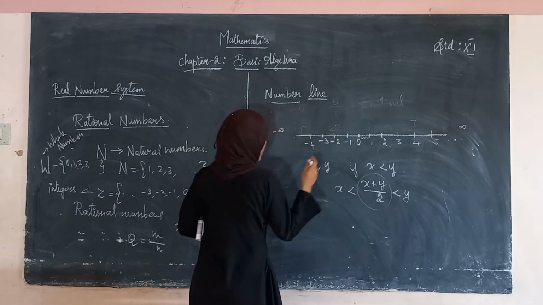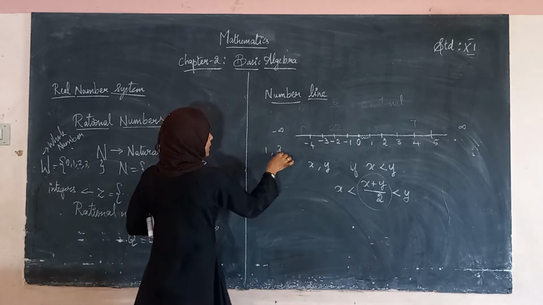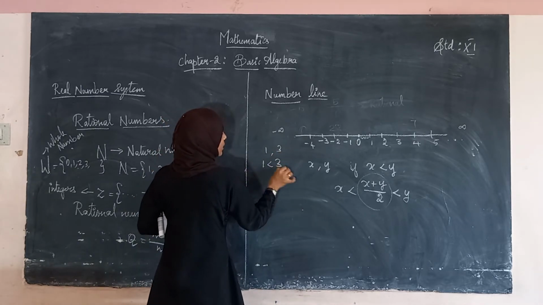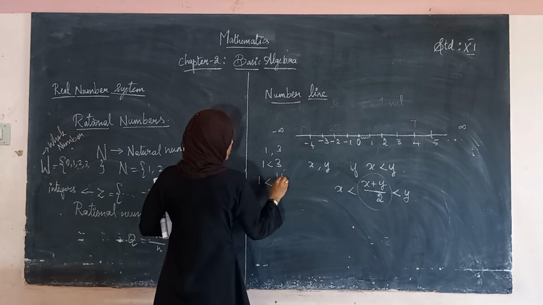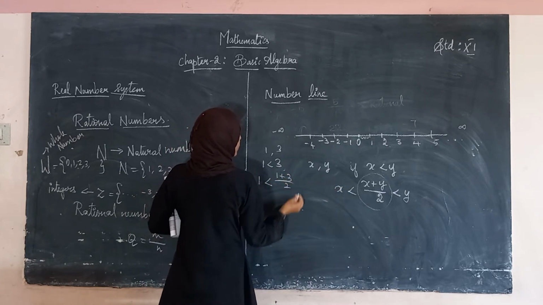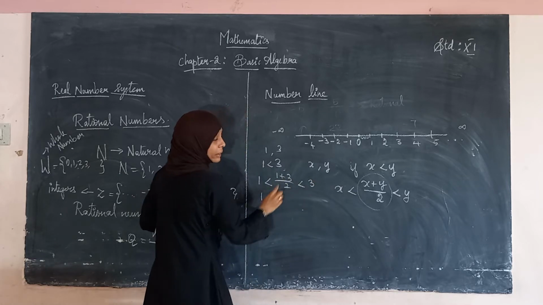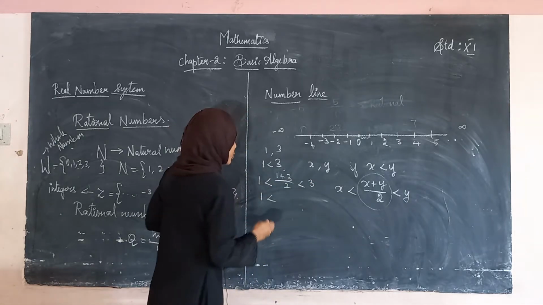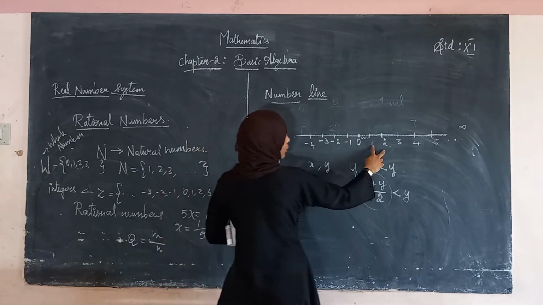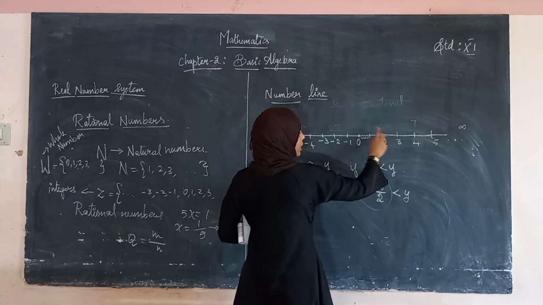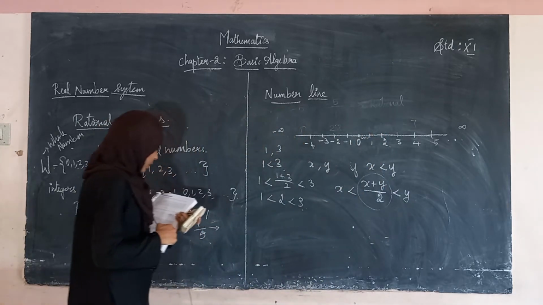Now let us take two elements, 1 and 3. This is x and this is y. See here, 1 is less than 3. So 1 is less than (1 plus 3) divided by 2, which is less than 3. Solve this: 1 plus 3 is 4, and 4 divided by 2 is 2. Am I right? We got the middle term. We took 1 and 3, and we got the middle term 2. This is how we can find the middle term in the number line.